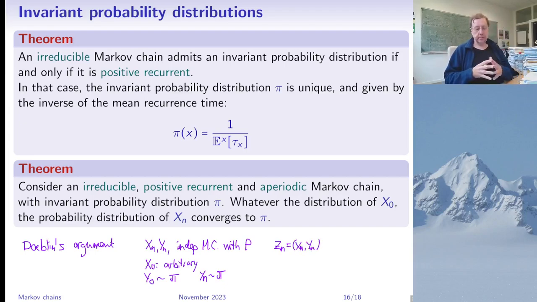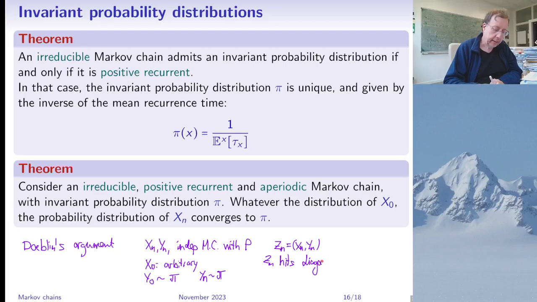Then you look at a process Zn, which is the pair (Xn, Yn). This now lives on a much larger space, which is the product space of the individual spaces. What you show is that Zn hits what is called the diagonal, which is the set of all points of the form (x, x). It will hit it with probability 1 at some point. Once it has hit this state, Xn and Yn will have the same distribution, but the distribution of Yn is pi, and so the distribution of Xn will also be pi. That is how you show this result. And aperiodicity you use at some point to prove the fact that you will hit the diagonal.